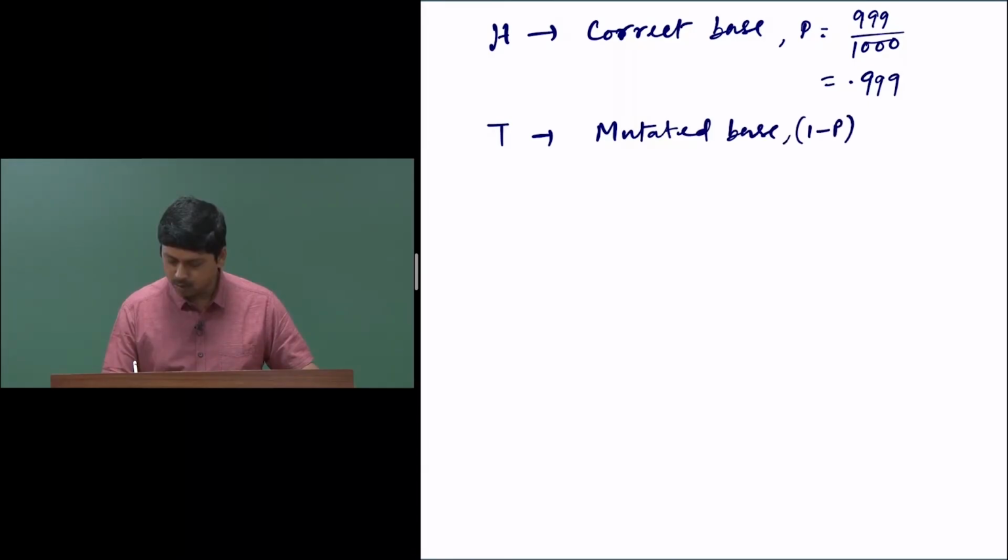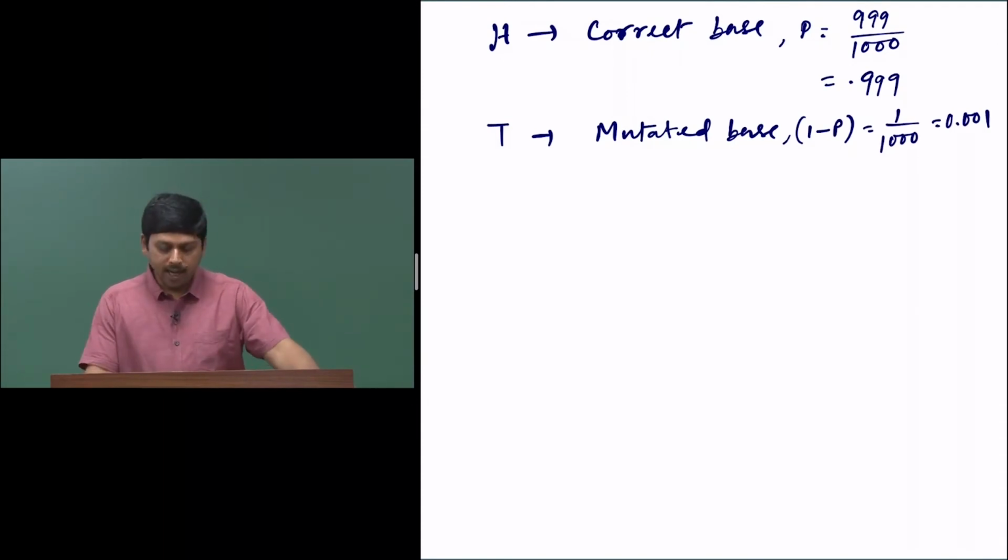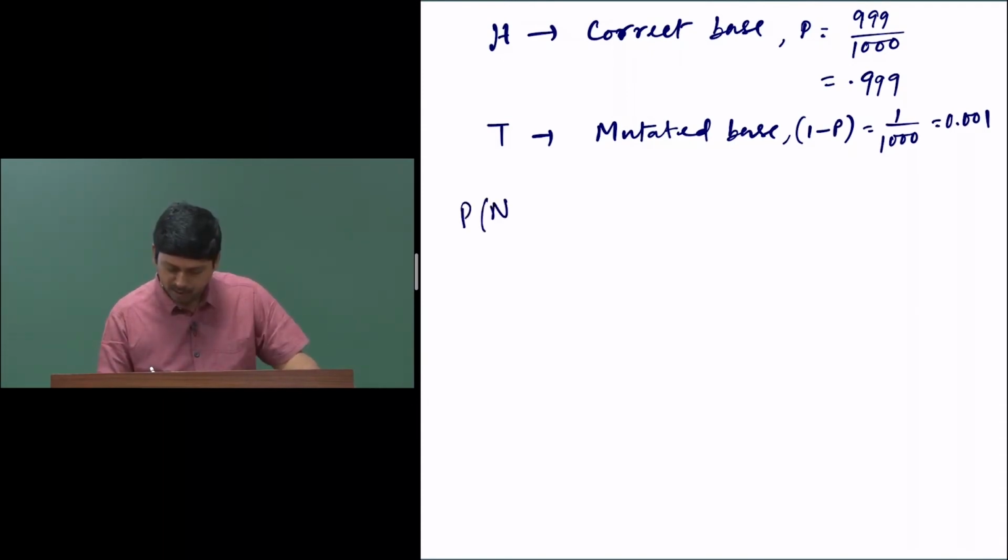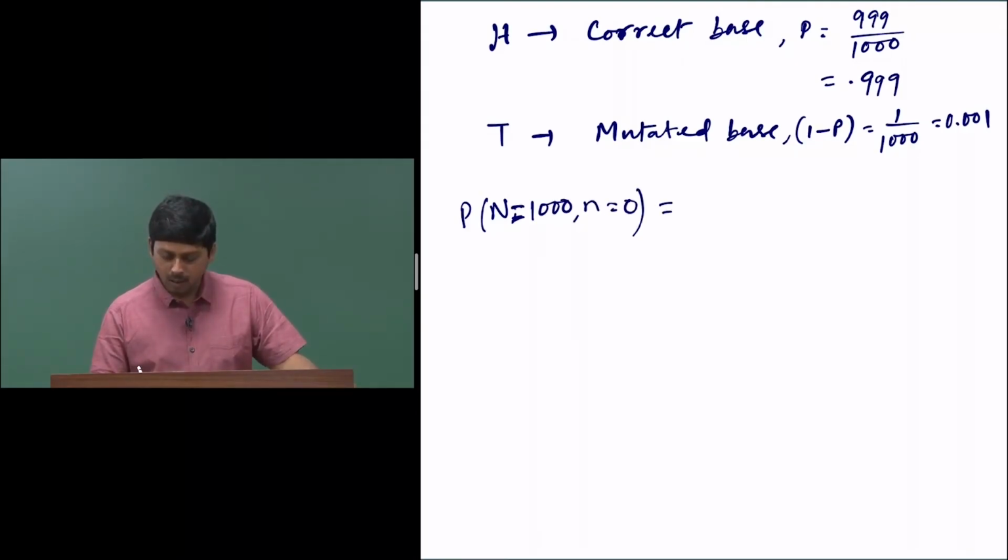So, it is denoted as 1 minus p, which is 1 by 1000 or 0.001. Once we know that, we have to calculate the probability of P_n, where N equals 1000 and small n equals 0. How many ways can you do that?